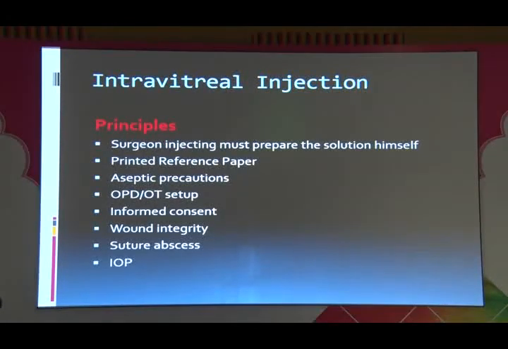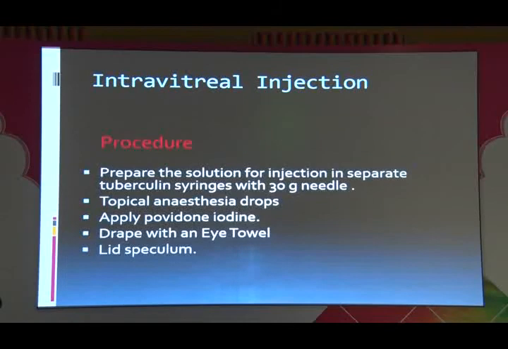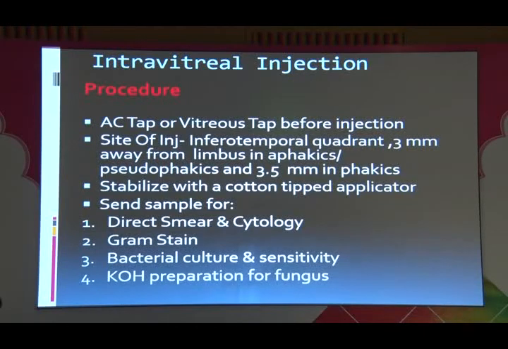So the surgeon injecting must prepare the solution himself. There should be a printed reference paper, aseptic precautions. As we said, betadine is so important, and it can be done in the OPD or OT setup. Informed consent should be taken, and care should be taken for wound integrity, suture abscess, and IOP. Prepare the solution in separate tuberculin syringes and use a 30 gauge needle to inject under topical anesthesia, applying povidone iodine and draping an eye towel and using a lid speculum. So I'll just show you, I think I'll directly go to the video because that covers all of this.